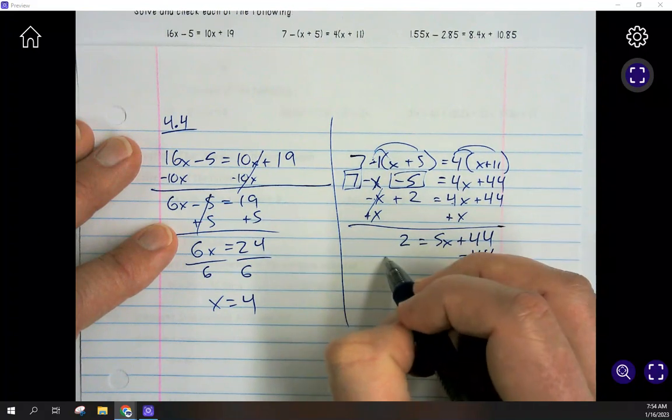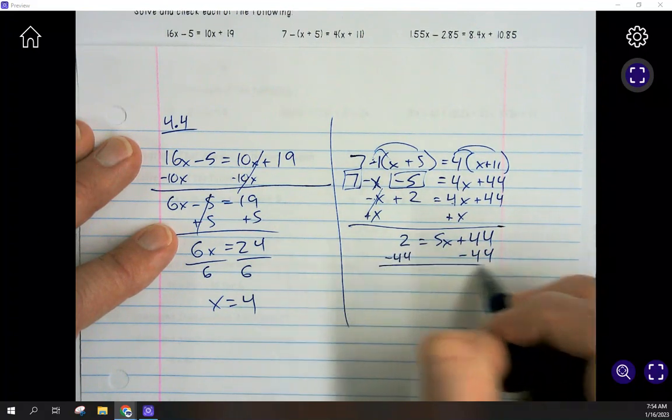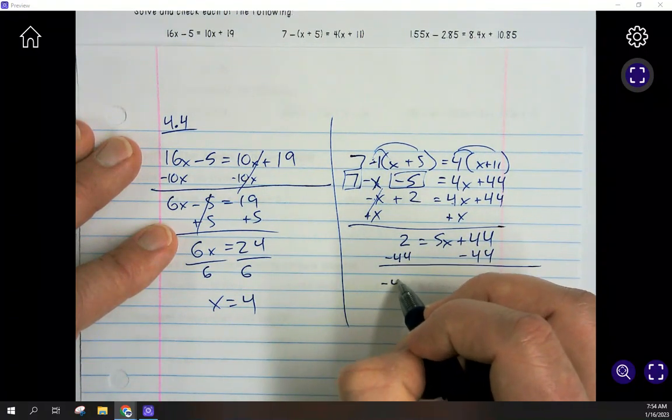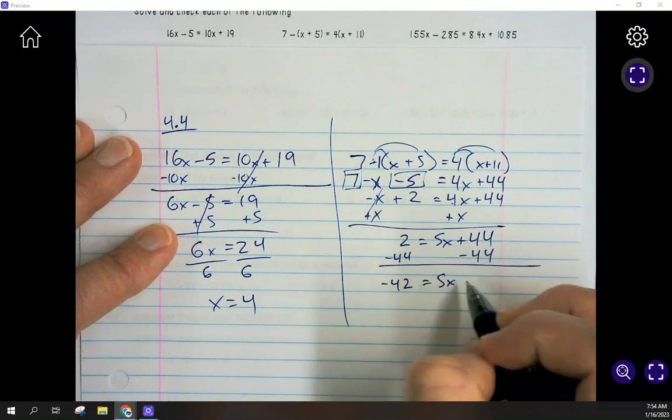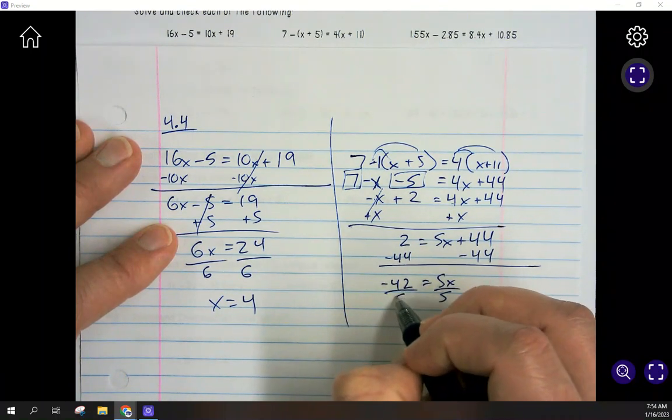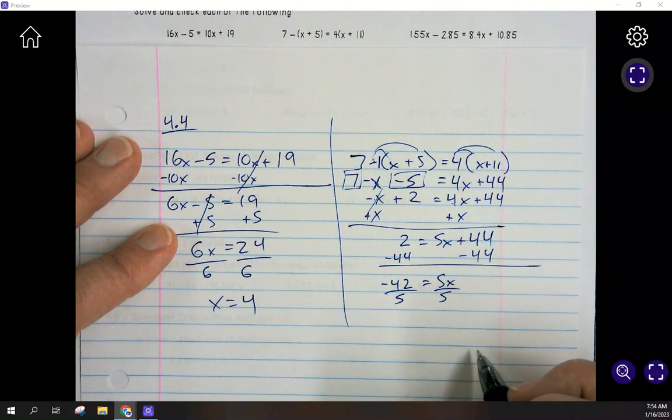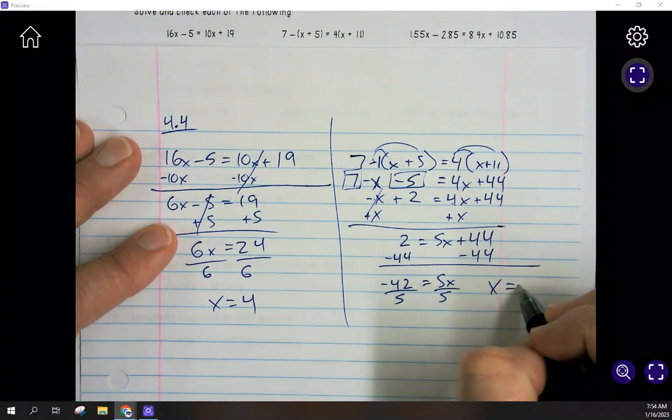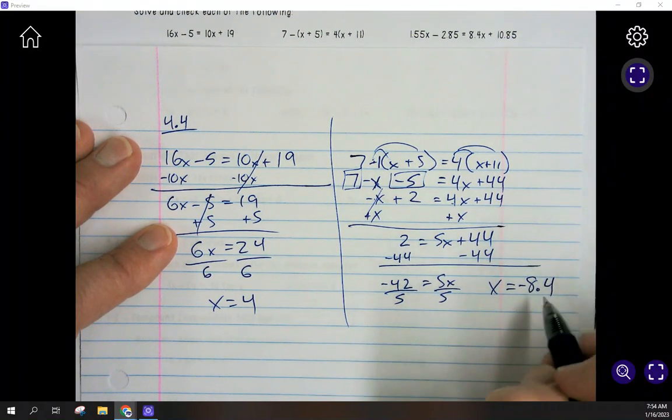Then it's pretty standard, minus 44. So we're going to get negative 42 equals 5x. It's going to give us a decimal. That's okay. And this comes out to negative 8.4.